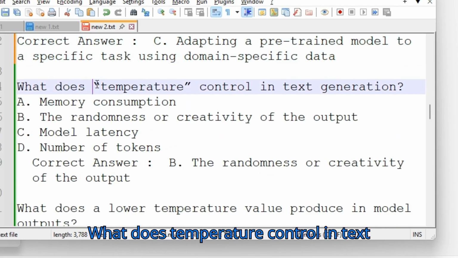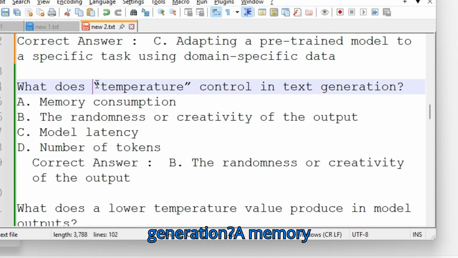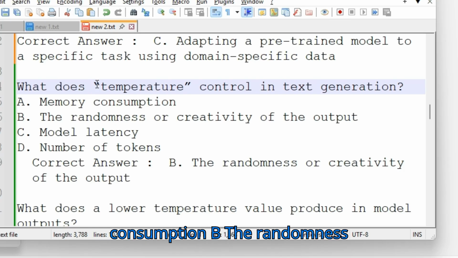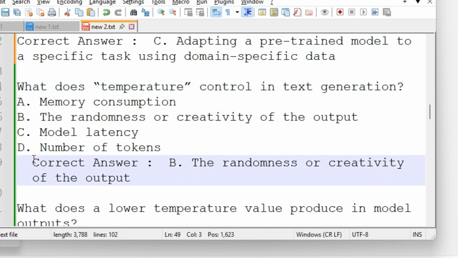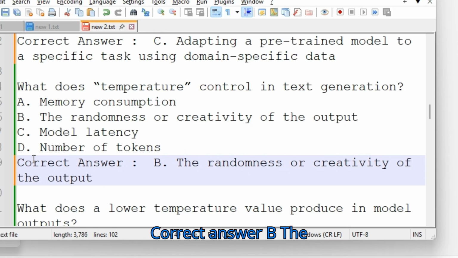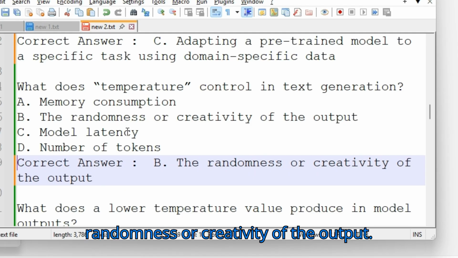What does temperature control in text generation? A. Memory consumption. B. The randomness or creativity of the output. C. Model latency. D. Number of tokens. Correct answer: B. The randomness or creativity of the output.